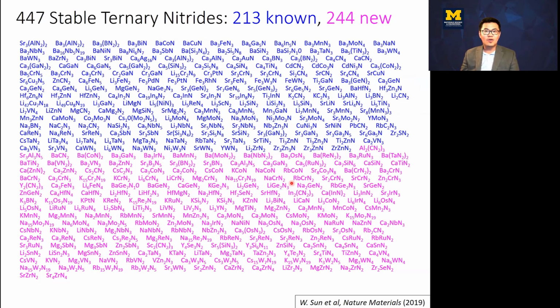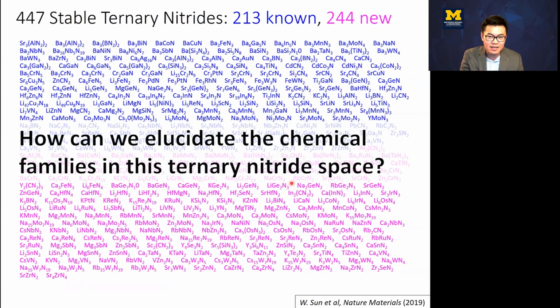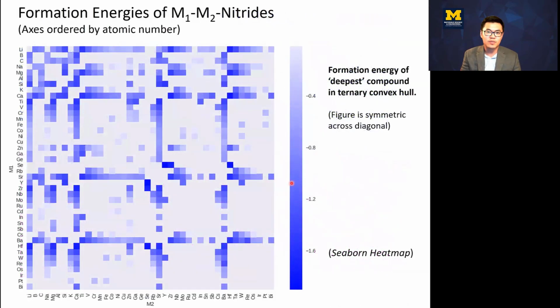Okay. Now, I put this slide here kind of to impress you, but when we gave this to our experimental colleagues, they didn't even know where to start. It was like too overwhelming. It was like too much information. And so what we really wanted to do is kind of elucidate some more understanding and structural form from this. Can we understand where the chemical families are in this space? Kind of like how Mendeleev elucidated the structural form of the elements from his representation of the periodic table.